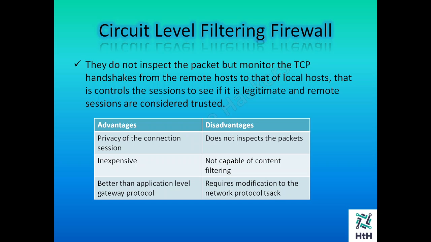Now coming to the circuit level filtering firewall. This type of firewall does not inspect the packet but monitors the connections so that there are no spoofing attacks and session hijacking. Advantages of circuit level filtering firewall: it establishes monitoring of the secure connection and thus privacy is maintained. This firewall costs less and is easy to maintain. Disadvantages: as it does not inspect the packets, content level filtering is not there. Second disadvantage is that it requires modification to the network protocol stack.